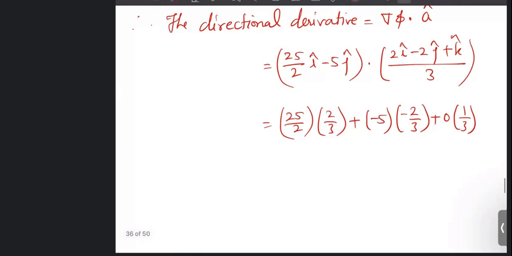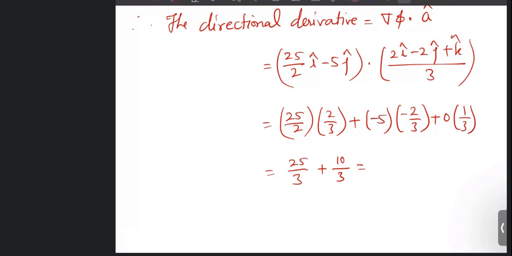So only 25 by 2 will be cancelled. That is 25 by 2 minus plus 5 to the 10 by 3. Consider 6 as LCM. So 25 by 3. It is 25 by 3 plus 10 by 3 as LCM.